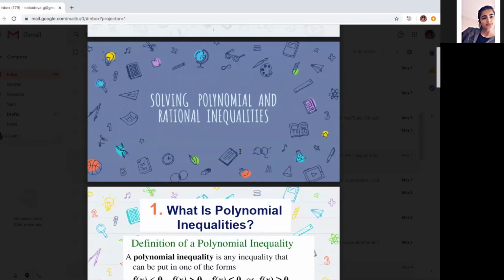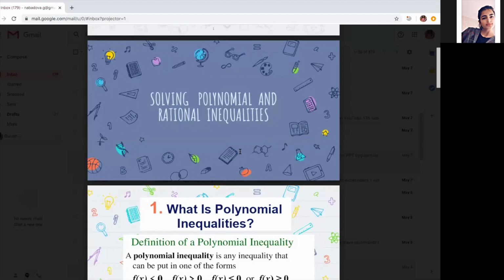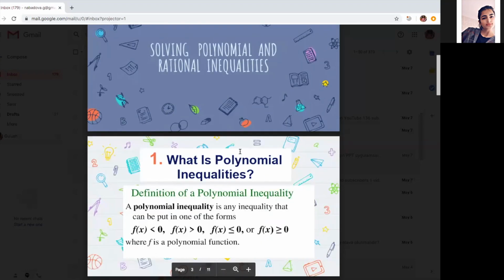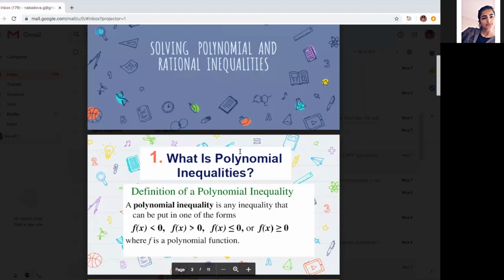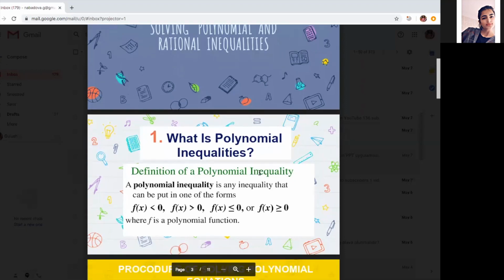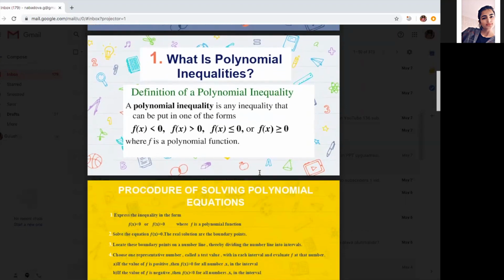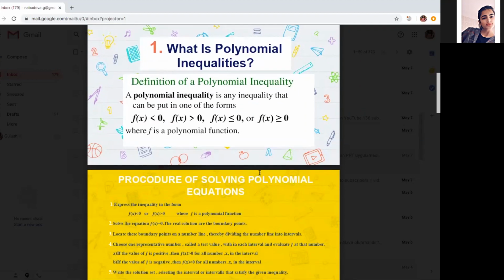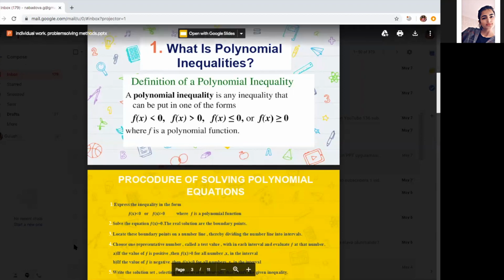Hello everyone. Our topic is solving polynomial and rational inequalities. Firstly, I want to give information about polynomial inequalities. What is a polynomial inequality? A polynomial inequality is any inequality that can be put in one of the forms f less than 0, f greater than 0, f less than or equal to 0, or f greater than or equal to 0, where f is a polynomial function.